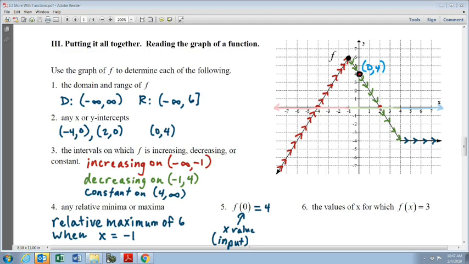The values of x for which f of x equals 3. So f of x is another name for y. So we're looking for the points on this graph that have a y value of 3, or their height is 3. So you could draw a horizontal line at 3, so all the points on that horizontal line have a y value of 3 or a height of 3. And notice there's 2 points on the graph where this occurs, when x is negative 2.5 and also 0.5 or half. Alright, let's move on.